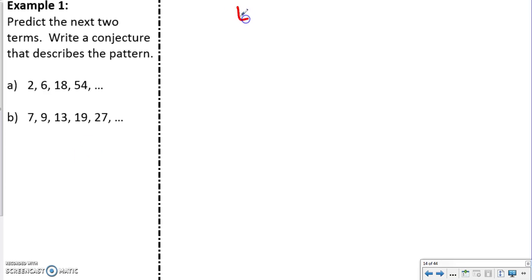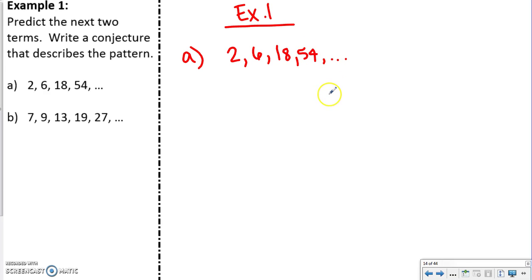Okay, example 1. So part A, and try not to write over here. Remember, we try to keep this clean and just do all our work over here so that you can cover up this note side eventually, getting ready for the test, and just see the problems and be able to rework them out. So our first one is 2, 6, 18, 54, and it goes on. Okay, so we want the next 2 terms, so 2 blanks here, and then write a conjecture that describes the pattern. And I'll let you know here, the conjecture is a little bit of a formula here. Basically, you have to have some things in it.